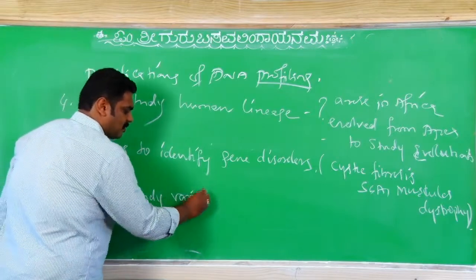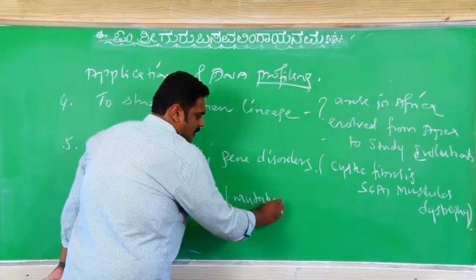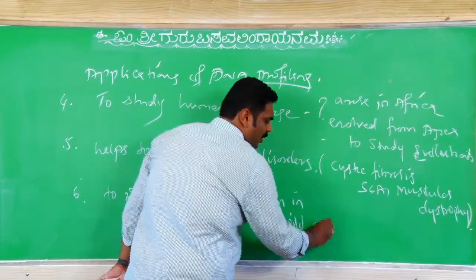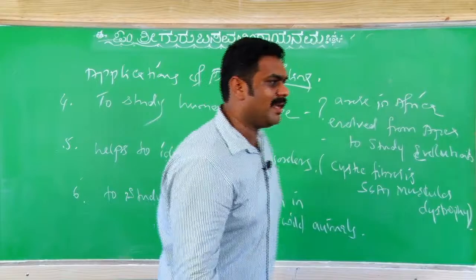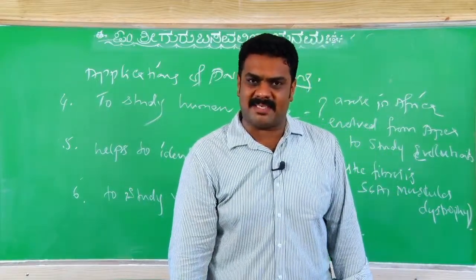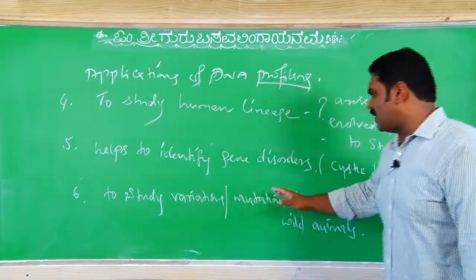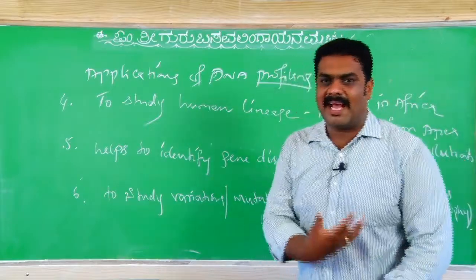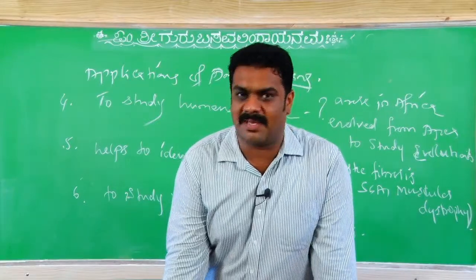Even to study variations or what you call mutations in wild animals is also possible. Do you think only on man? No, even in animals also, to some extent it has been shown that DNA variations are seen, mutations are seen differently in animals also. Why variations, what mutations could occur in wild individuals of groups of animalia is the concluding part of our DNA fingerprinting.